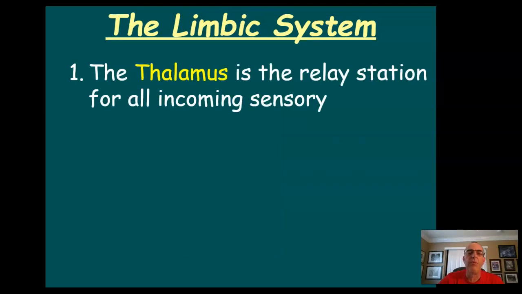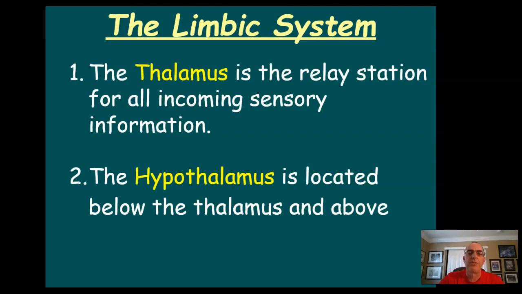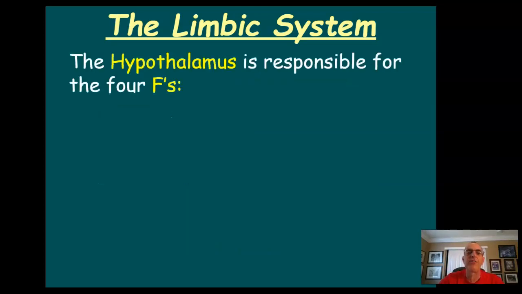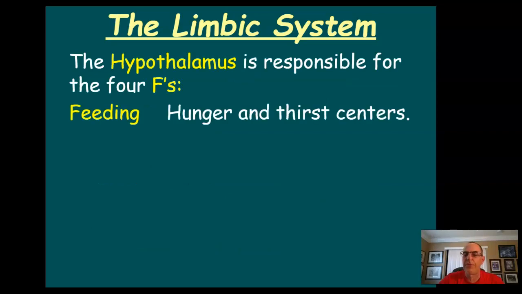Moving on to the brain, we have the limbic system. So here we have the thalamus, which is also known as the sensory relay station. So all incoming sensory information from our nose, our ears, all over our body is sent to the thalamus, and then it's going to be sent to the proper cortical areas. The hypothalamus is located above the pituitary gland, and it has 4 specific functions. And the 4 F's, first of all, are feeding. The hypothalamus regulates the hunger and thirst centers.